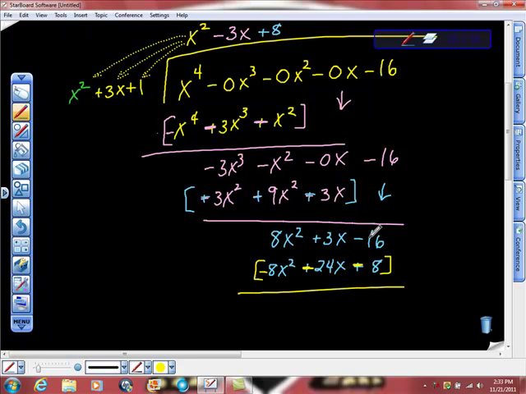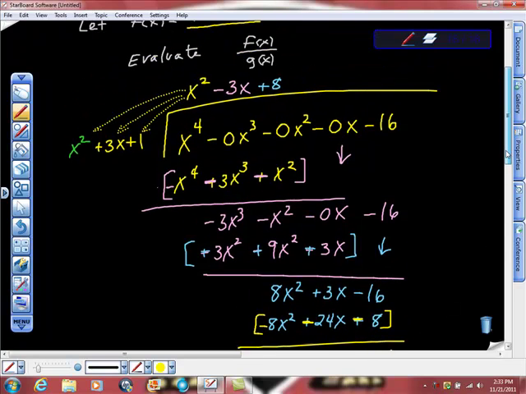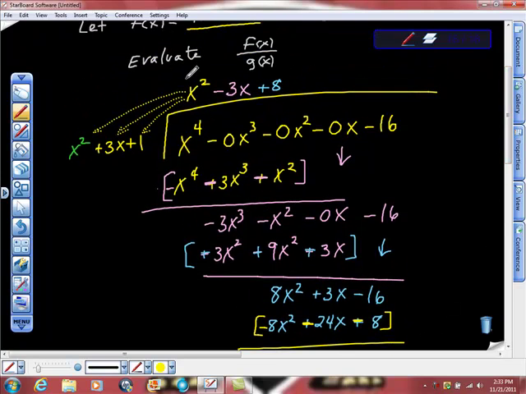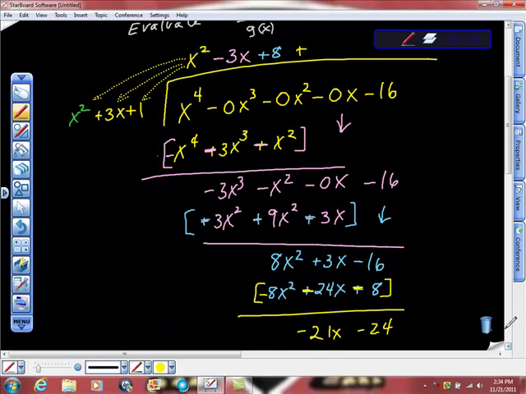I'm going to do my subtraction. I get negative 24 minus 21x, and this goes to 0. So here's my answer. This is part of my answer right here. But remember, when we have a remainder, we do it plus, and it's plus, in this case, 21x minus 24 all over x squared plus 3x plus 1.